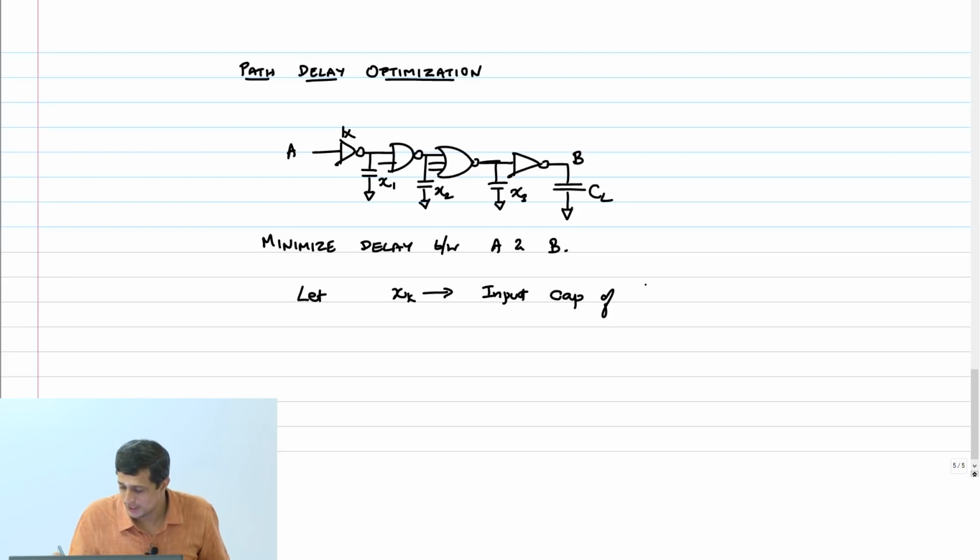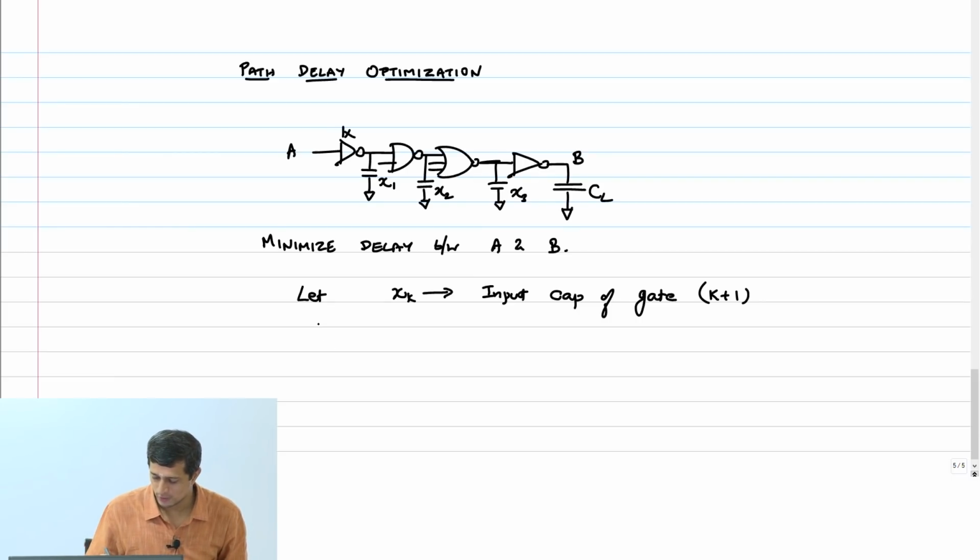Let Xk be the input cap of gate K plus 1. This is the input gate cap of the next gate. Make sure you don't count parasitic capacitances here. This is input gate cap of the next gate, it's just load capacitance. Those are my variables.